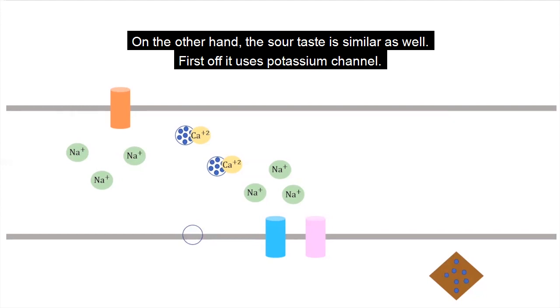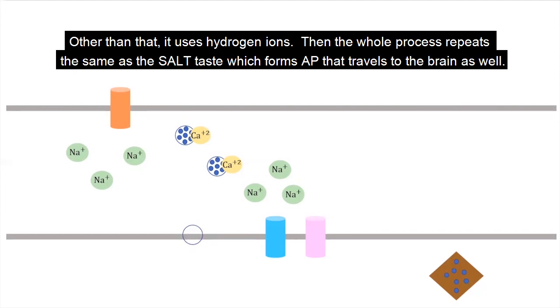On the other hand, the sour taste is similar as well. First off, it uses potassium channel. Other than that, it uses hydrogen ions. Then, the whole process repeats the same as the salt taste, which form action potential that travels to the brain as well.